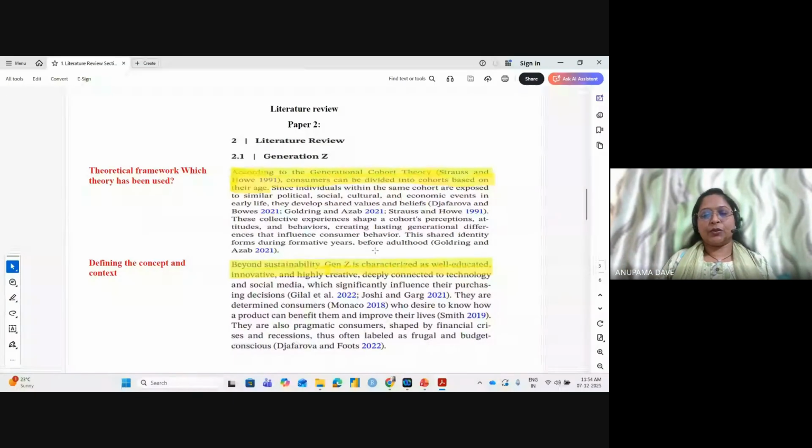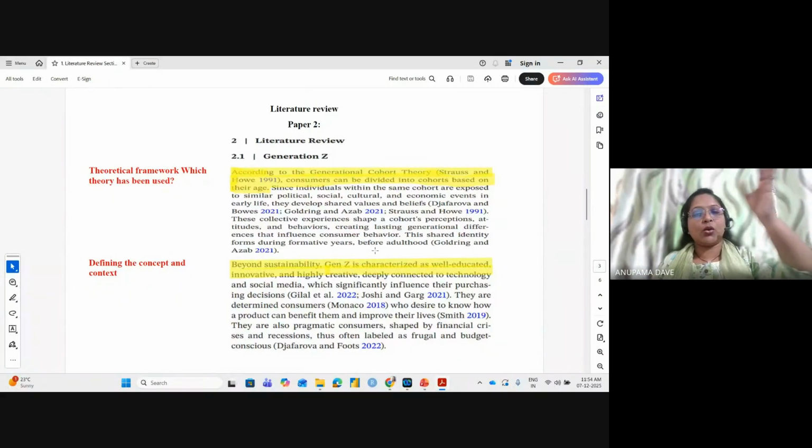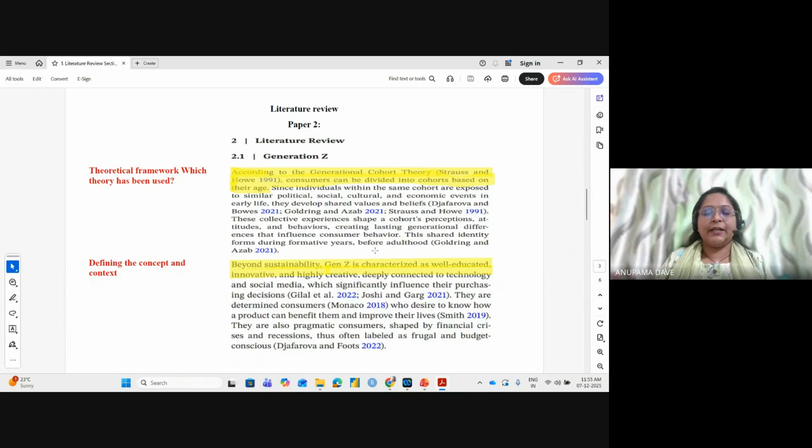Now, the second paper, which was on sustainability, was talking about Gen Zs and all. So what they did is they started with defining what Gen Z is. They gave the theory. They said we are defining Gen Z based on generational cohort theory. Why I'm highlighting this is because I want you to understand that nowadays, at least in our domain, it's very, very important that research should have some theoretical base. So they're talking about something called generational cohort theory, according to which Gen Zs are well educated, innovative, creative, and connected with technology and social media.